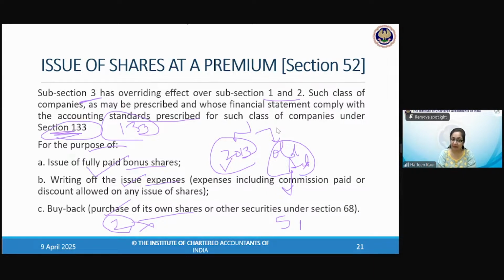Is that clear, everyone? So in case a company is following the financial statements as per 133, then you can only utilize the money of SPA for issuing fully paid bonus shares, for writing off issue expenses, and for buyback of securities. You cannot use it for preliminary expenses, and for paying the premium on preference shares on redemption, you cannot.